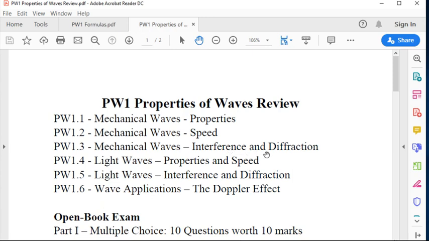And then we looked at the interference and diffraction patterns that result. A few diagrams there. Then we looked at light waves, properties and speed. We looked at interference and diffraction with light waves. And then lastly, as a wave application, we did the Doppler effect.